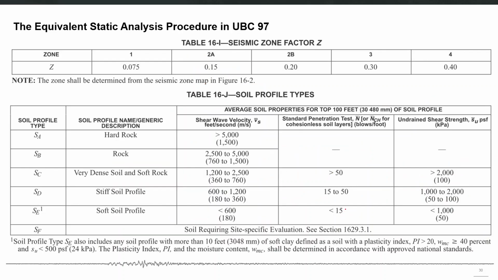So let's see some of the tables which you will be using to pick these factors. First is Table 16-1. Basically it tells us the seismic zone factor Z. So there are 5 seismic zones for the US, which are 1, 2A, 2B, 3 and 4. For each seismic zone you have the Z value.